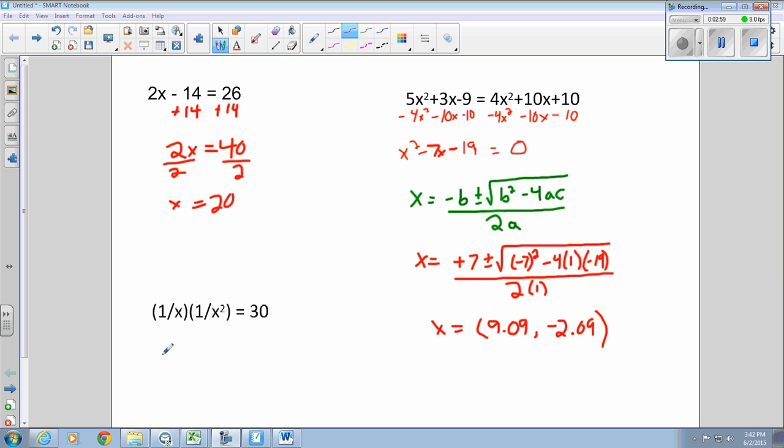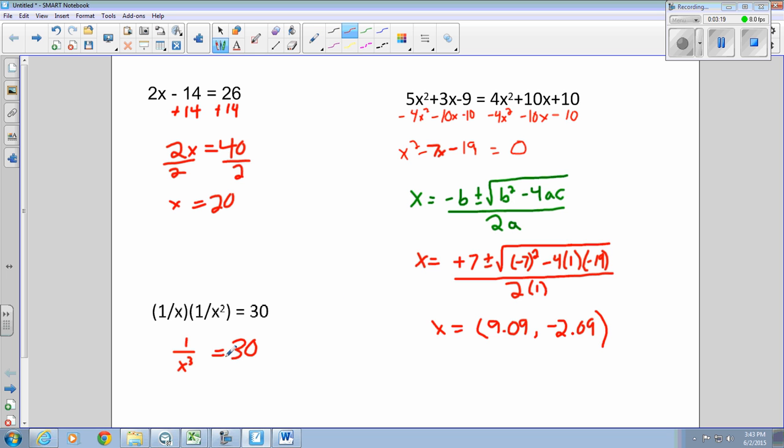Moving on to the next problem, we've got 1 over x times 1 over x squared equals 30. When you're multiplying fractions, multiply the numerators. 1 times 1 is 1. Multiply the denominators. X times x squared becomes x cubed, and that is equal to 30.